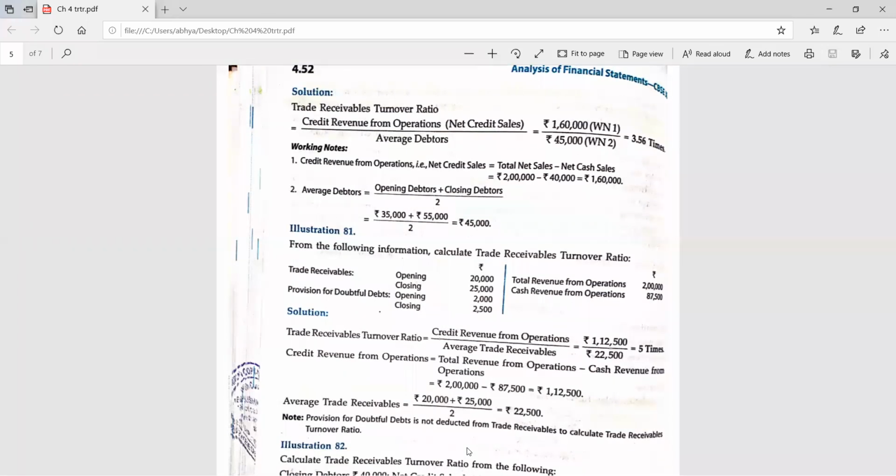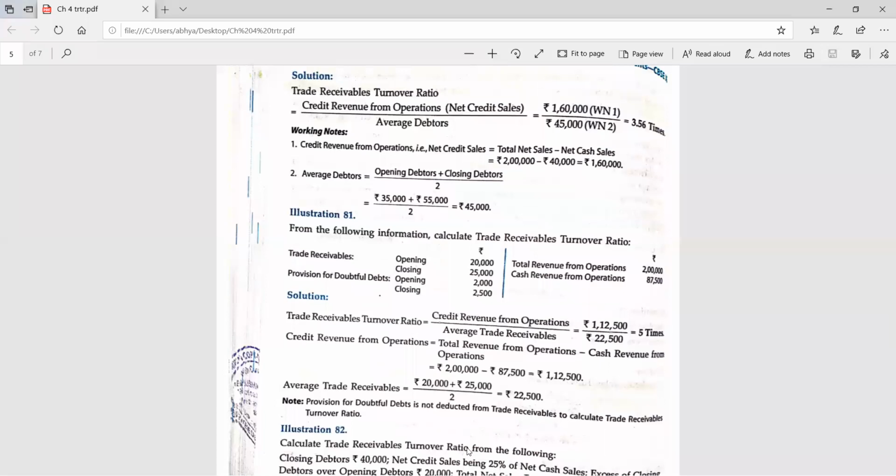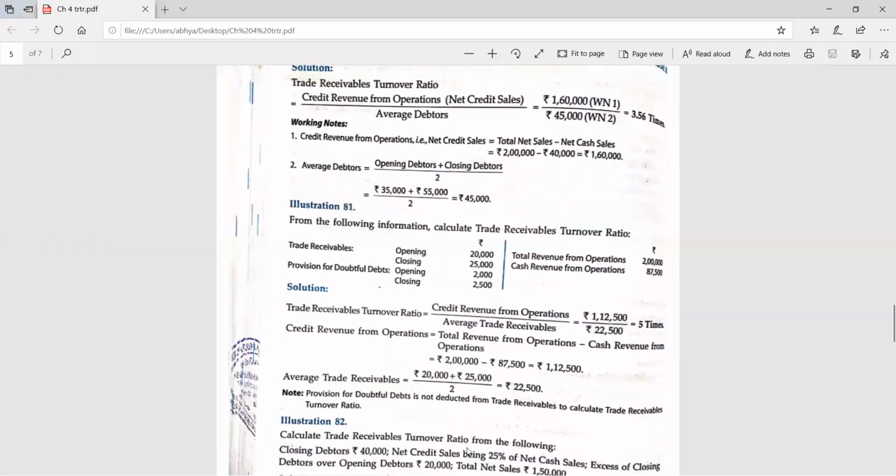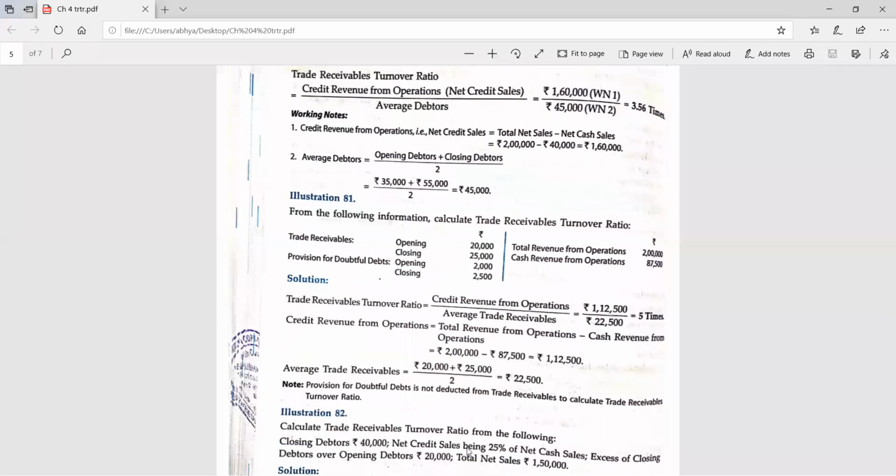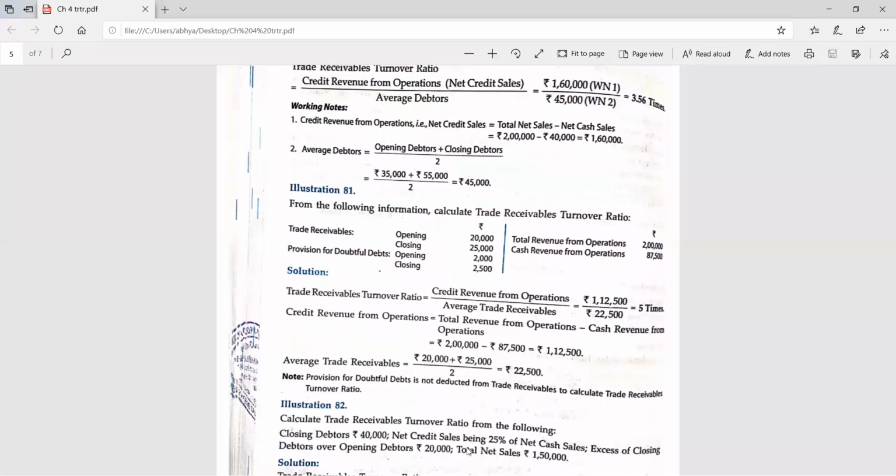Then find out the average trade receivables. And I told you earlier that provision for doubtful debts will not be deducted. Okay, so it is of no use. You are not going to use provision for doubtful debts. So opening debtors are 20,000 and closing debtors are 25,000, divided by 2, which is equal to 22,500. So now put the values in the formula: 1,12,500 divided by 22,500. Answer is 5 times.